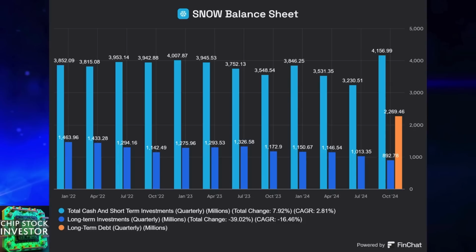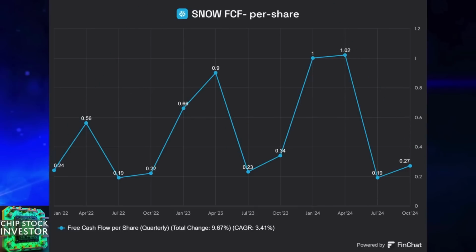And this balance sheet does not include the acquisition of that Datavolo company. Okay, so there's some of the positioning that Snowflake is in as we start the new calendar year. But let's talk a little bit about valuation here, because things have gotten messy.